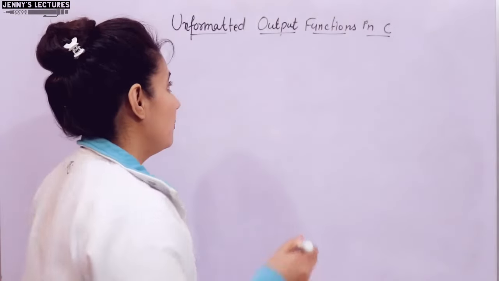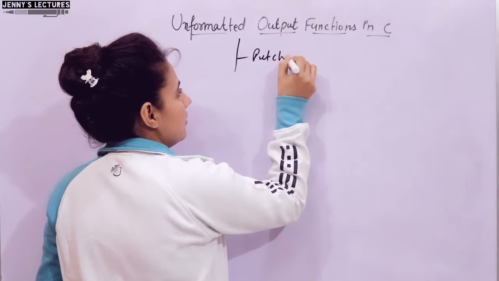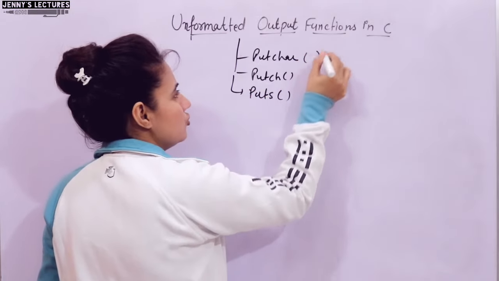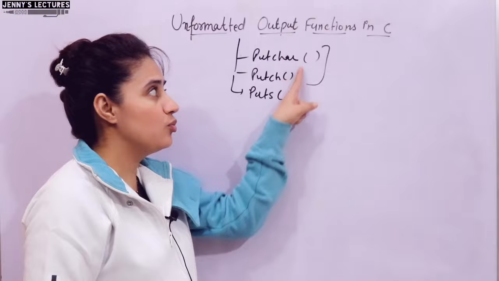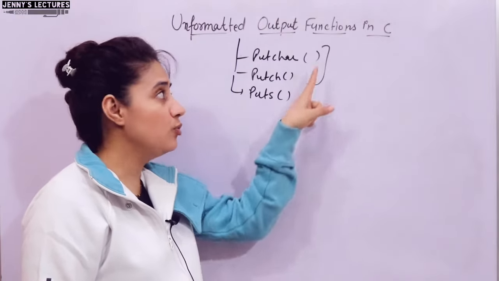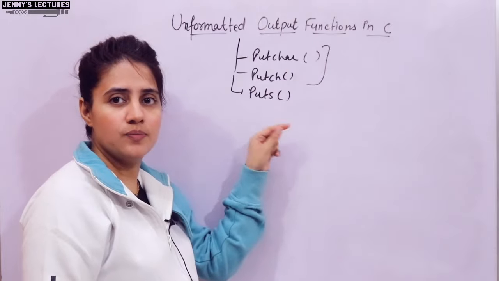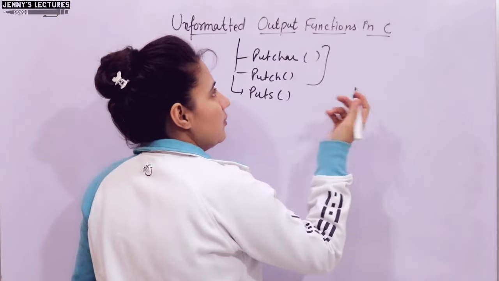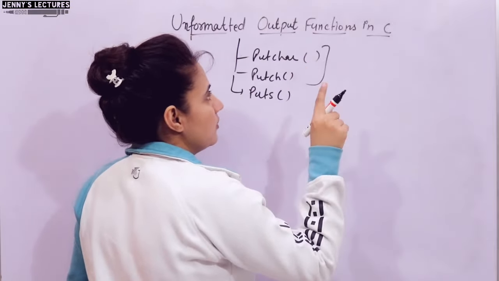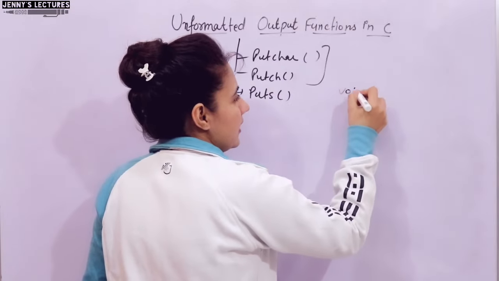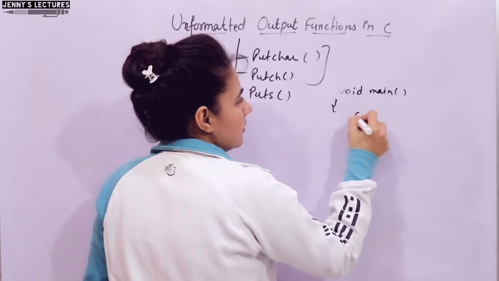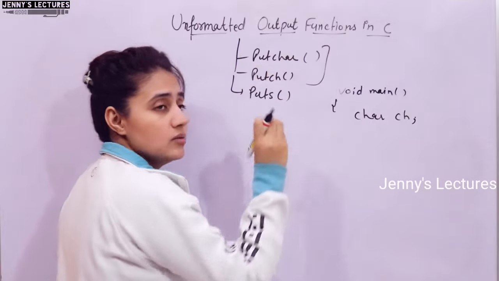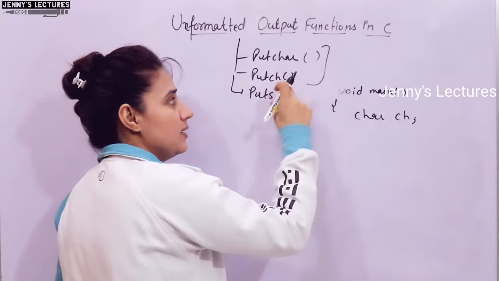Now let us discuss unformatted output functions. We have putchar, putch, and puts. These two are output functions, and they will give as output a single character, and this one will give the complete string, the complete line, right? Now how to use the putchar function? See, in a program, suppose I'm writing the same program that we discussed in the previous video, and in that program I'm also using the getchar function and so on, so that you can revise those functions, right? I'm just declaring a character variable, and basically they act on the character data type or string data type. These are for character and this is for string.